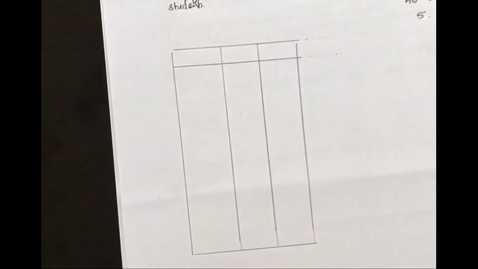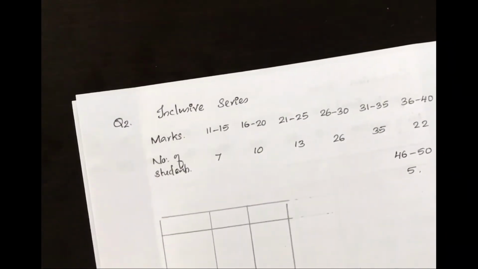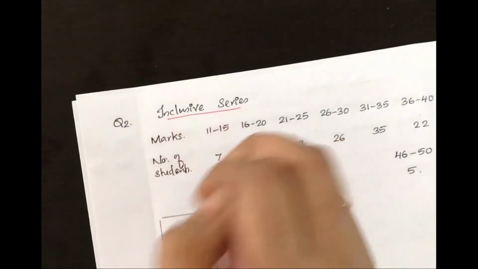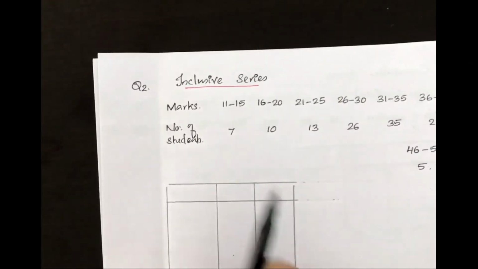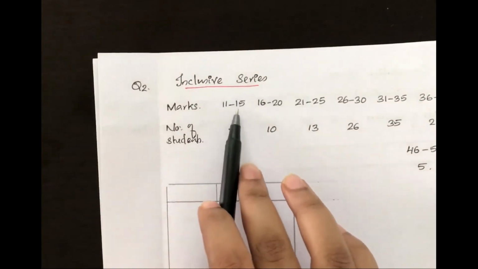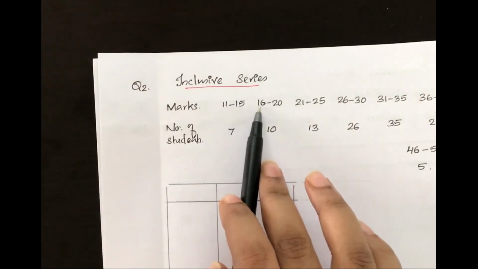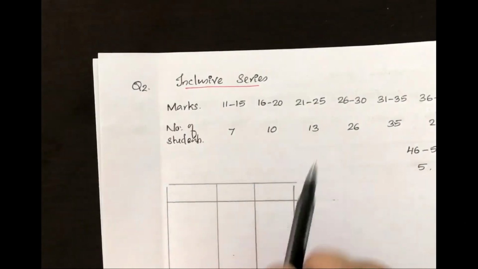Now we can look at how to find out the median of an inclusive series. We discussed inclusive series in mean. Now we can find out the median of an inclusive series. The inclusive series means the upper limit of a class does not equal the lower limit of its succeeding class.